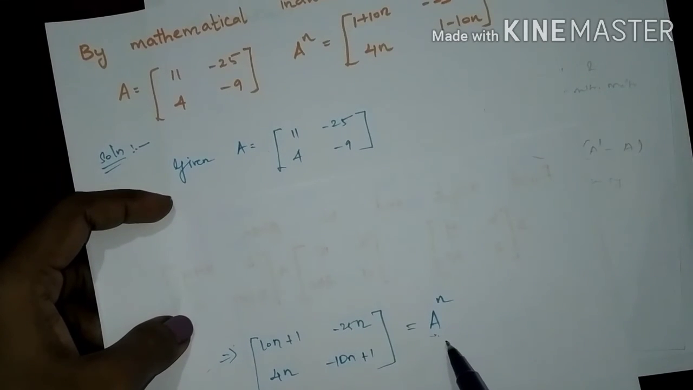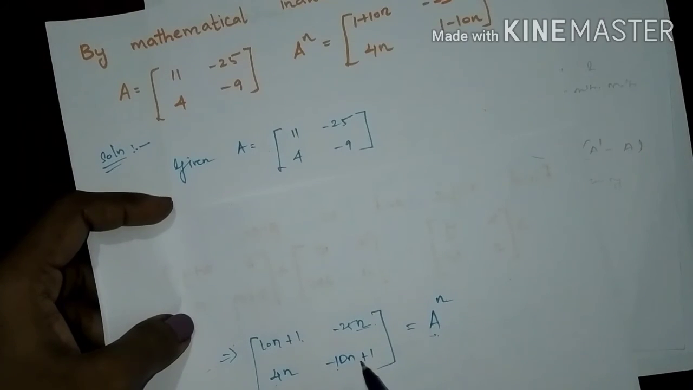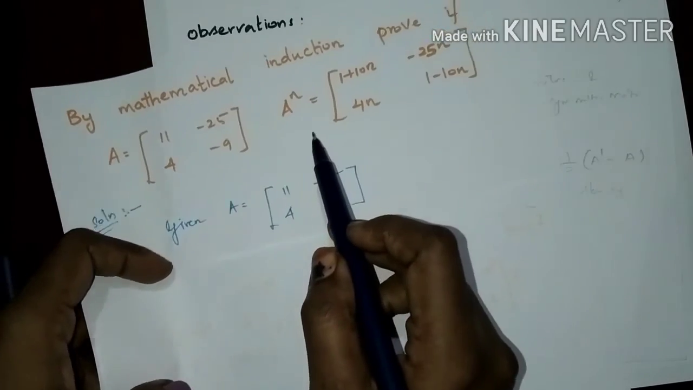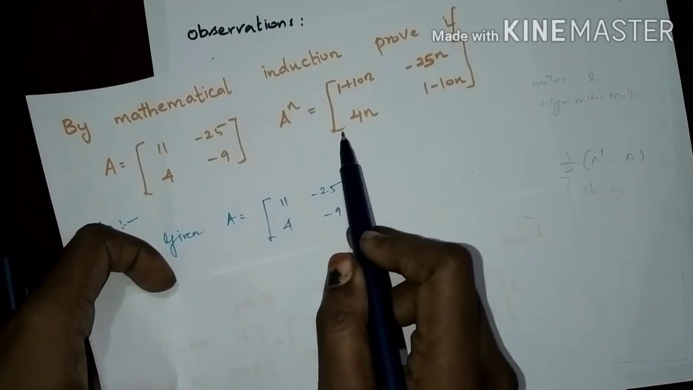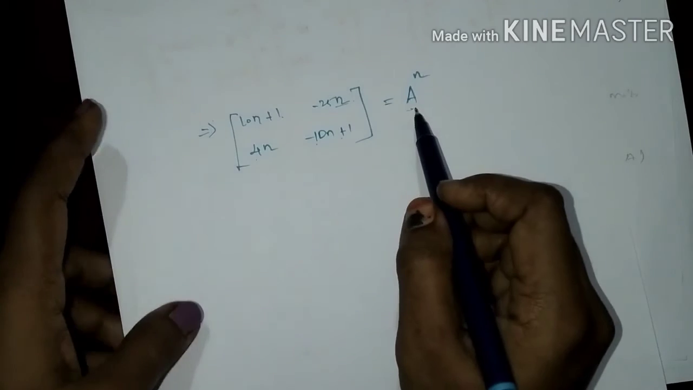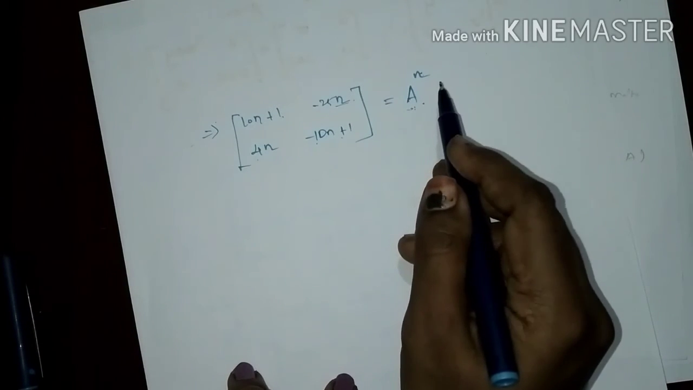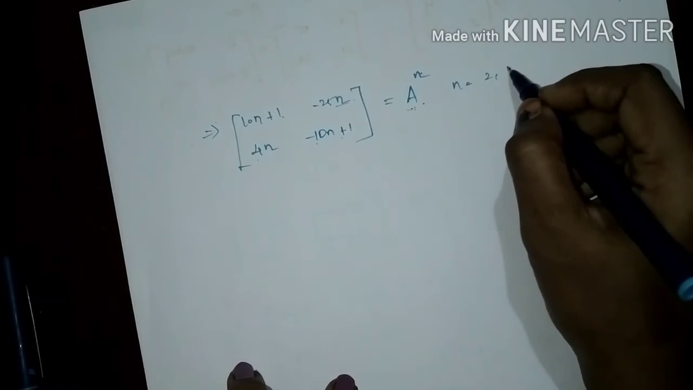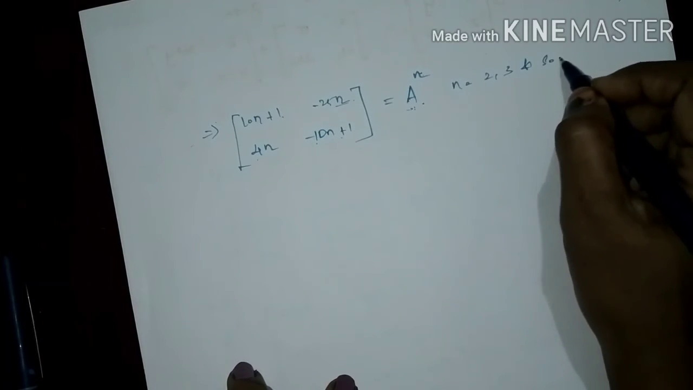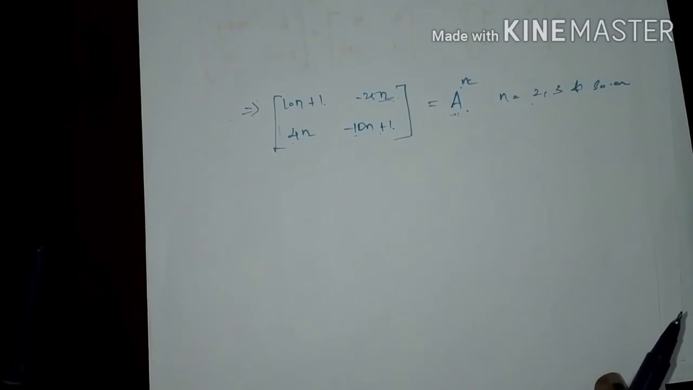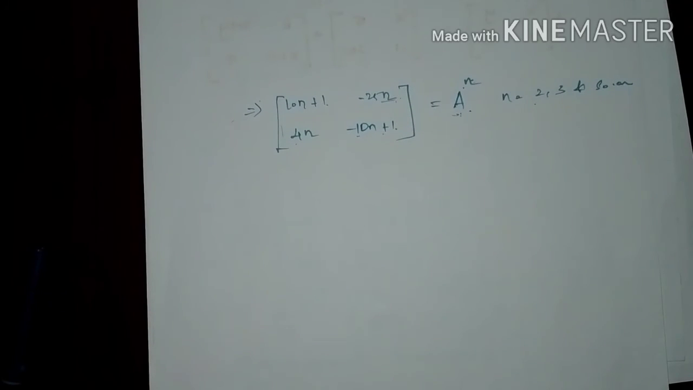See, we got the solution that A power n is equal to 1 plus 10n, minus 25n, 4n, minus 10n plus 1, which has been given in the problem. Hence proved. So this matrix holds A power n for all n values, n can be of any value 2, 3 and so on. I hope you can understand. We can move on to the next problem.